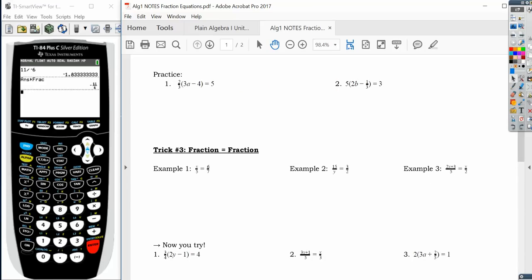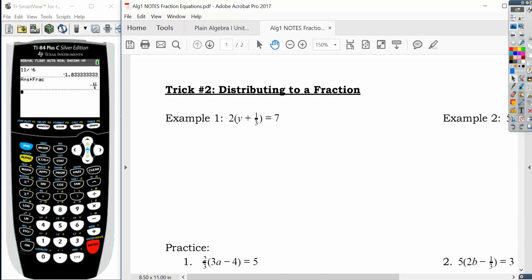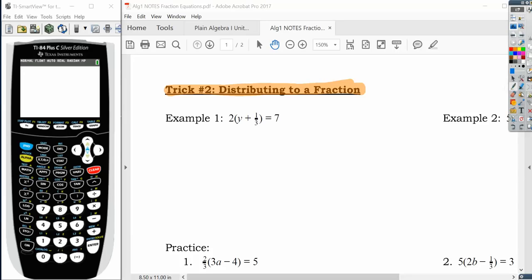I'm going to zoom in here so I have a little more space. And let's talk about trick number 2. Trick number 2 is when I'm distributing to a fraction. So if I look at this example 1, I know I have to distribute. How come? Well, because I have parentheses. So I know I can do 2 times y, which is 2y.